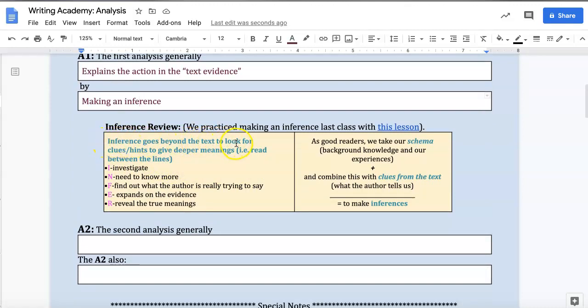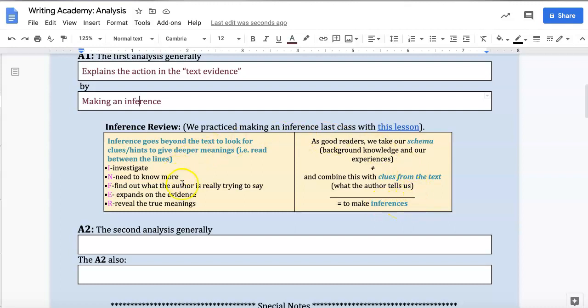Inference goes beyond the text to look for clues or hints to give deeper meanings, or in other words, read between the lines. When we have a piece of evidence or text to read, someone who's making an inference will investigate. They have a need to know more and to find out what the author is really trying to say. They expand on the evidence and reveal the true meanings. If we were to think of it like a formula, any good reader and then writer will take their schema, their background knowledge and experiences, and combine that with clues from the text, what the author tells us, in order to make those inferences.